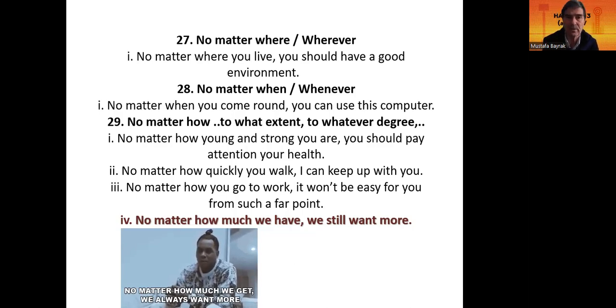No matter how much we have, we still want more. Does the other sentence say the same thing? No matter how much we get, we always want more. No matter how much we have, we still want more. This is one of our natural characteristics, features. We are humans. We always want more and more, more and more.